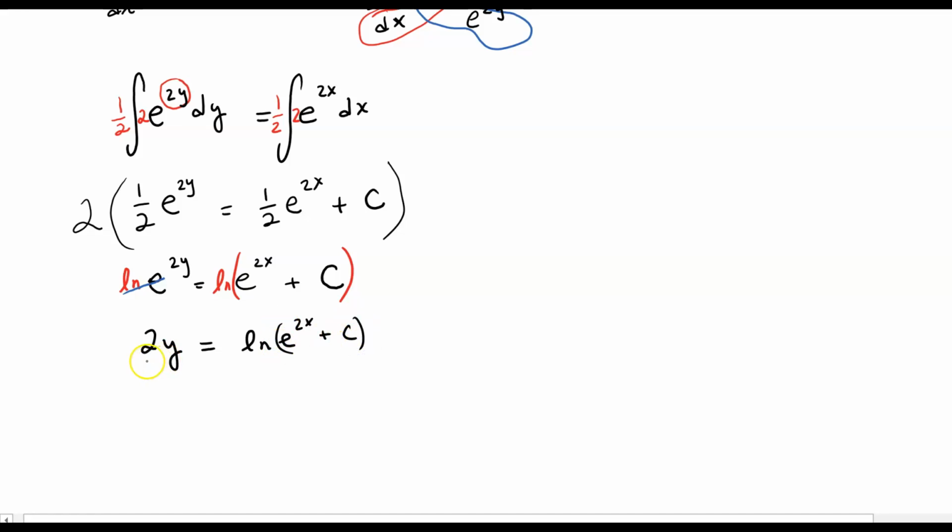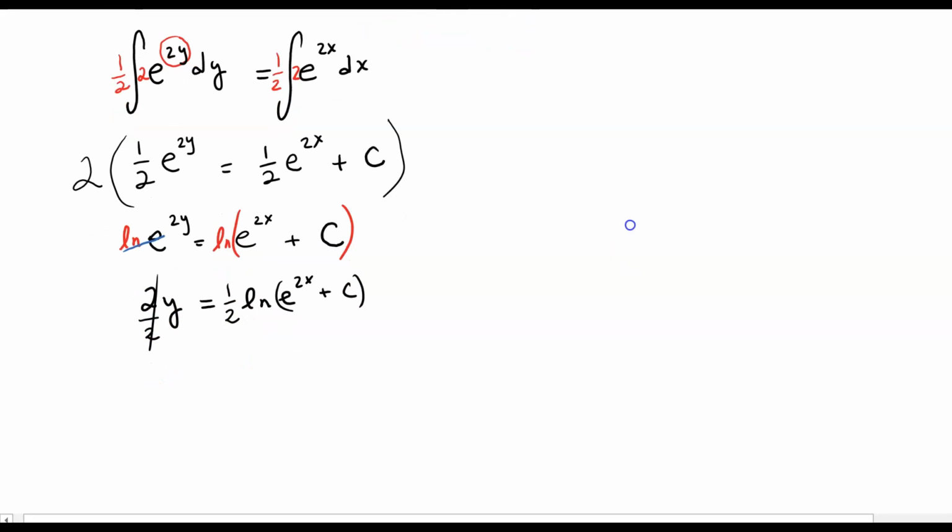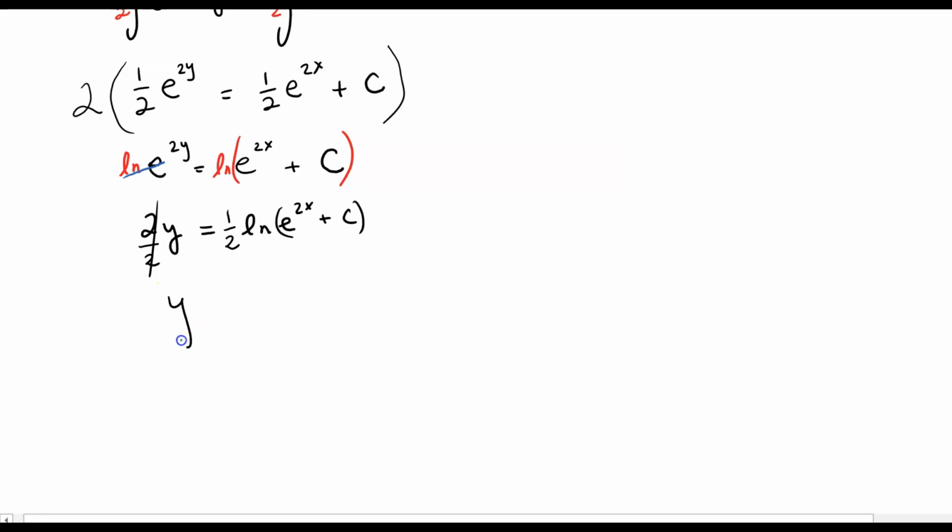Then I'm going to divide everything by 2, which is equivalent to multiplying by 1/2. So I have obtained a solution, which is y equals 1/2 of the natural log of e to the 2x plus c. And it looks just like that.